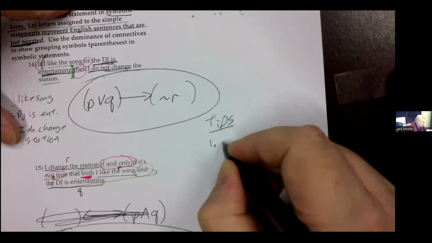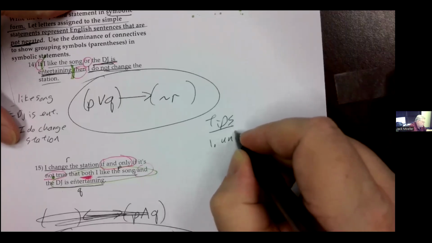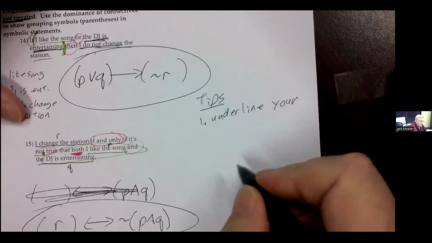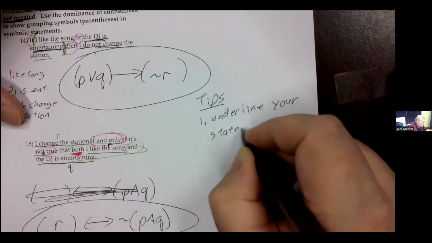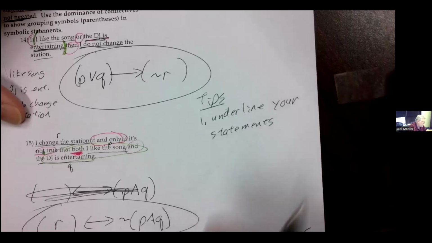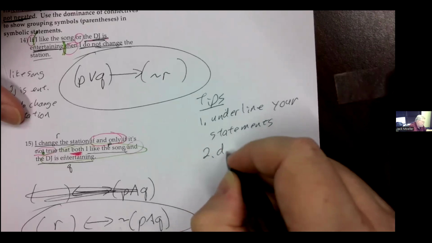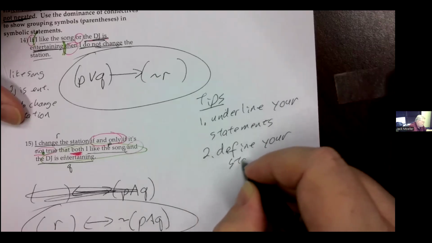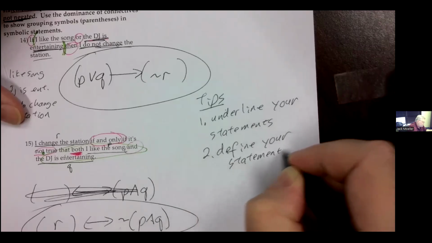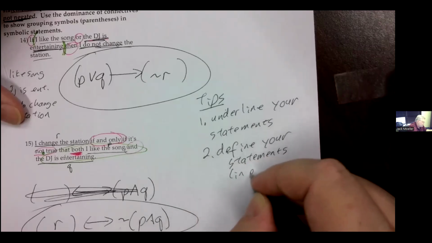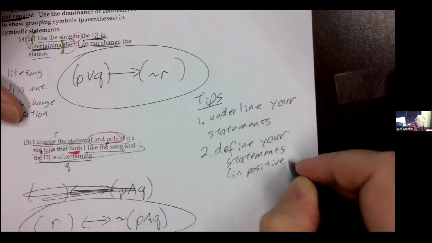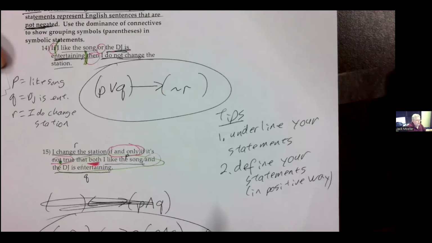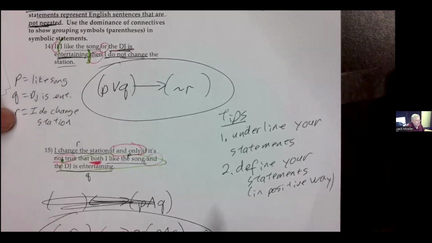So one is underline your statements. Okay. Two is define your statements. So, and I'll say in a positive way. All right, so when I say define your statements, that's what I'm talking about over here. P equals, Q equals, R equals.